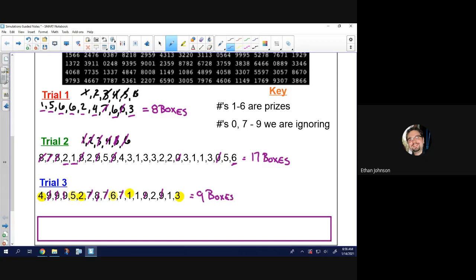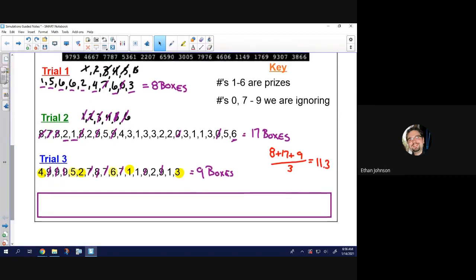And we could run more trials. Remember, the more trials we run, the more the relative frequency probability gets to be the actual probability. But since the problem says on average, we are going to find the average of these 3 numbers. So we're going to do 8 plus 17 plus 9, and we divide that by 3, we get roughly 11.3.